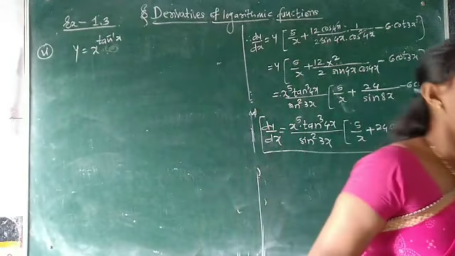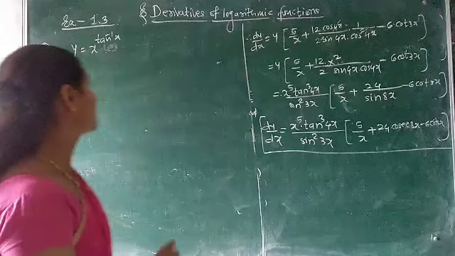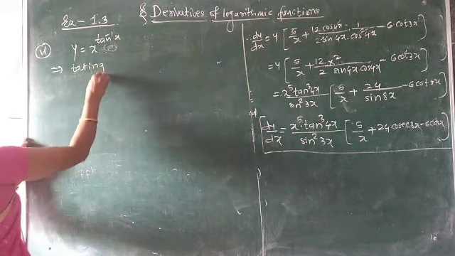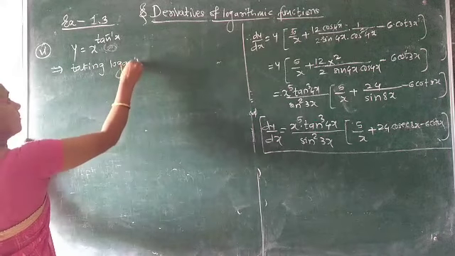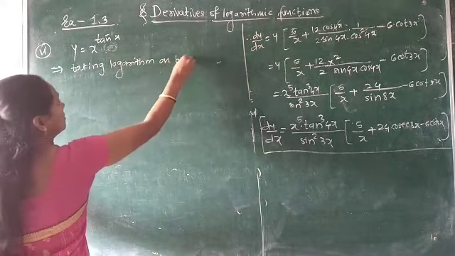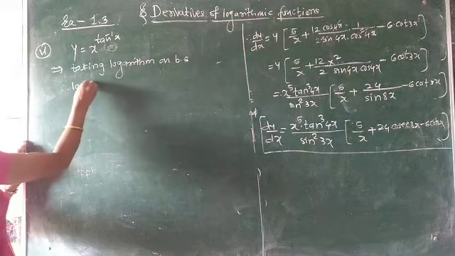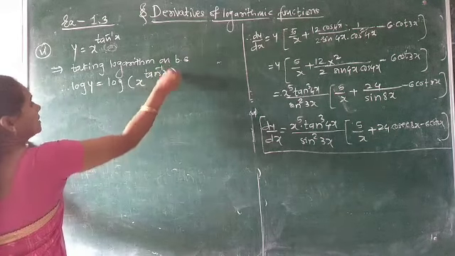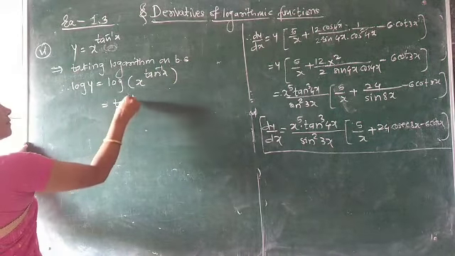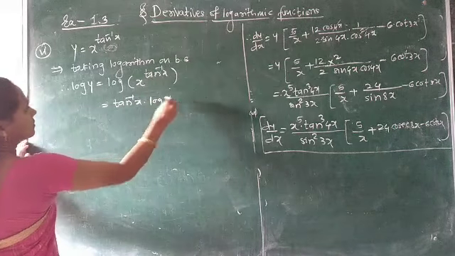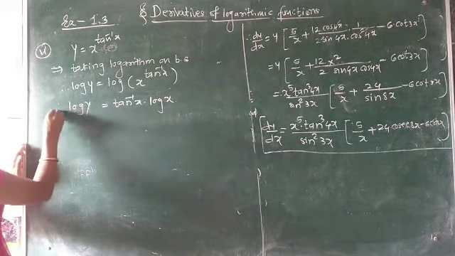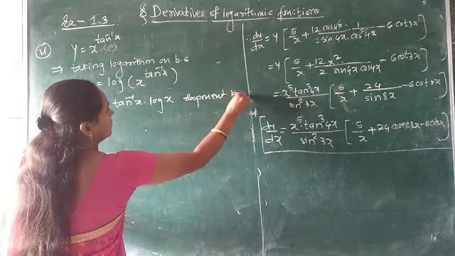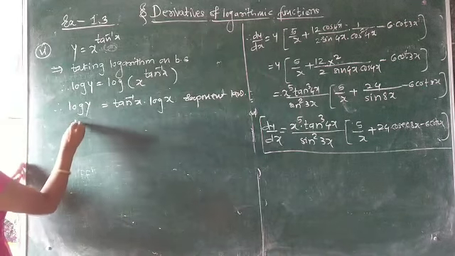The examples which are of the form function raised to function are solved by using logarithm. So here, taking logarithm on both sides, therefore we write log y is equal to log of x raised to tan inverse x, which is equal to tan inverse x into log x by the exponent law of logarithm. Now differentiate with respect to x.